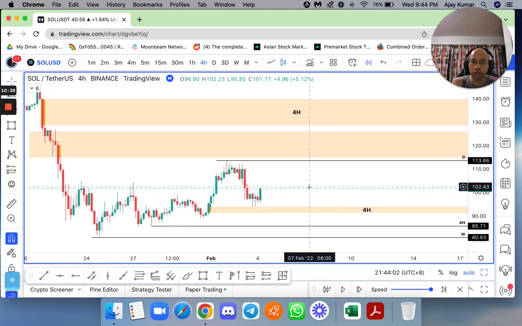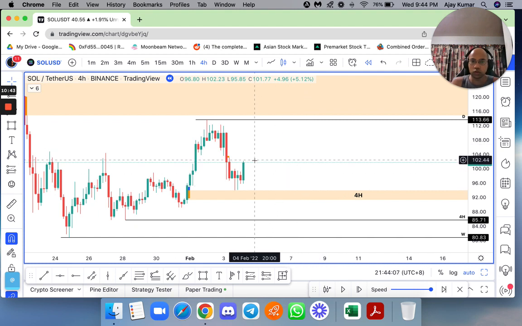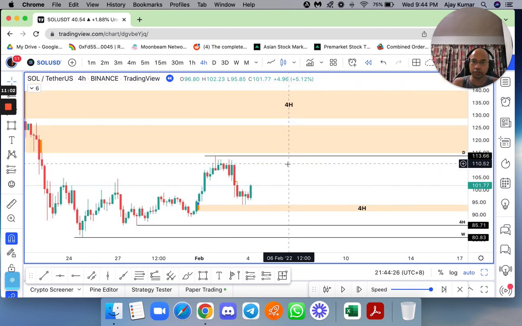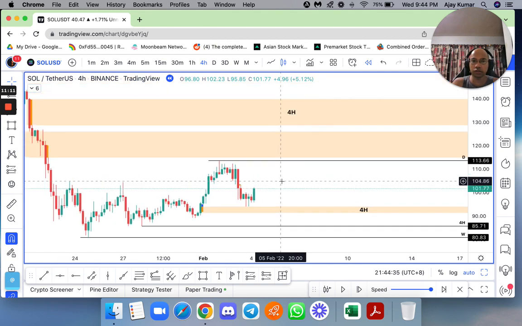What else can price do here? Price might want to fill this fair value gap, or it might want to fill here. Whatever the move is, it's not going to be straight here or straight here. The price will always be moving towards there slowly, doing its dance. Okay, I can't form a bias.